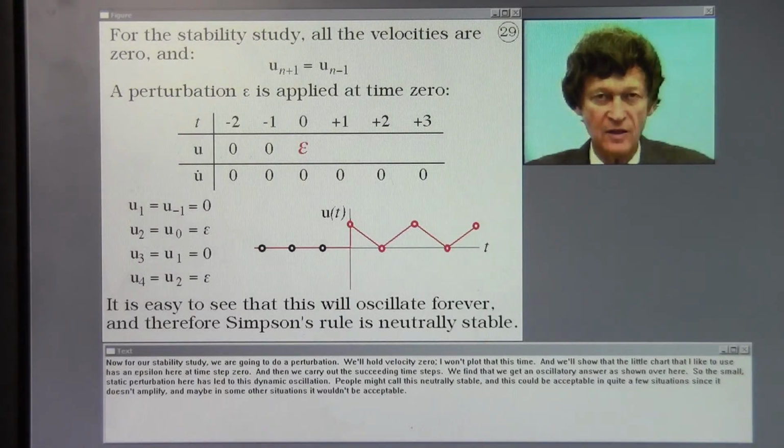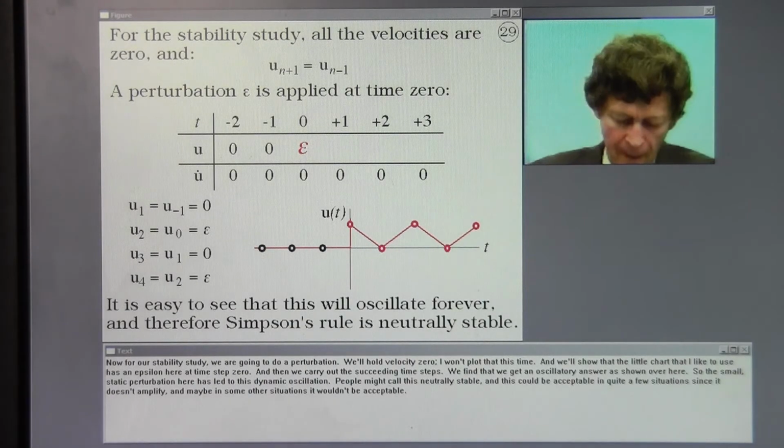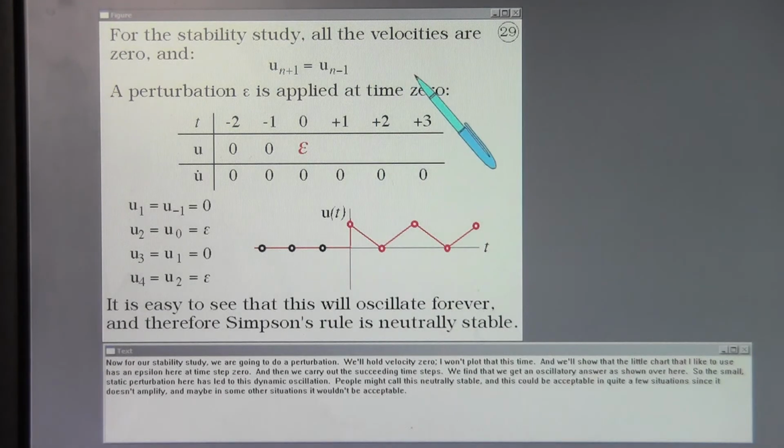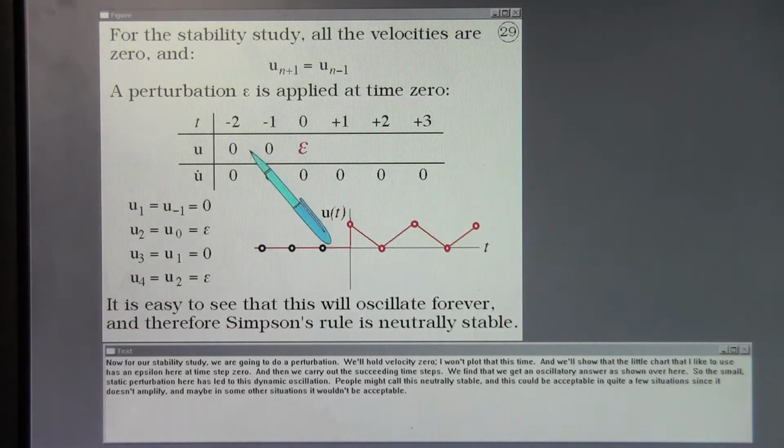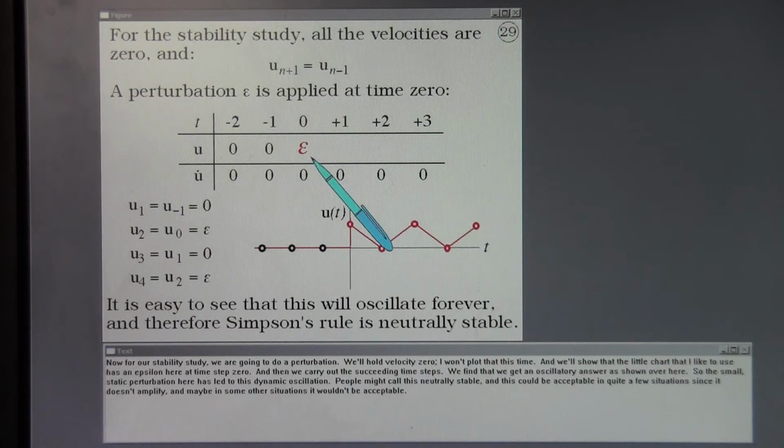Now for our stability study, we're going to do a perturbation. We'll hold the velocity at 0. I won't plot that this time, and we'll show the little chart that I like to use, which has an epsilon here at time step 0. And then when we carry out the succeeding time steps, we find that we get an oscillatory answer as shown over here. So the small static perturbation here has led to this dynamic oscillation.